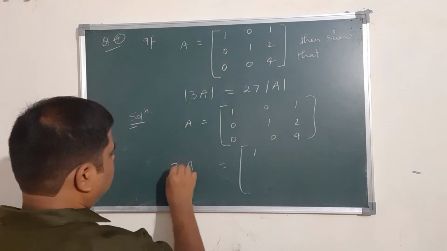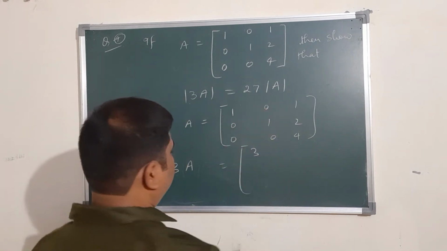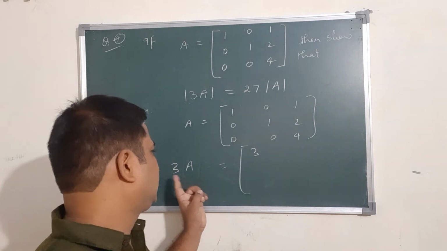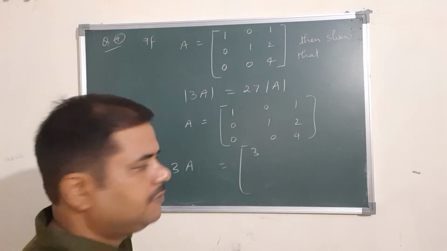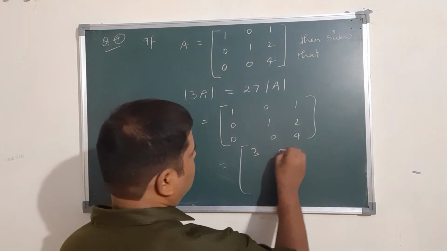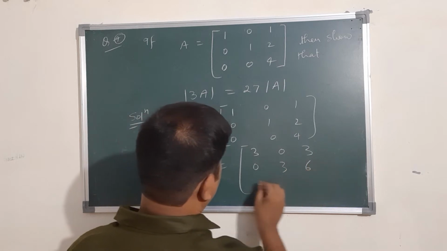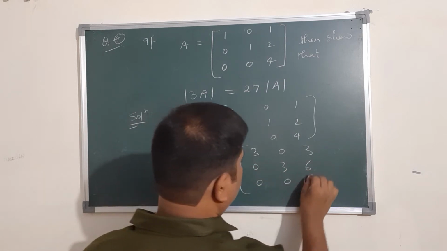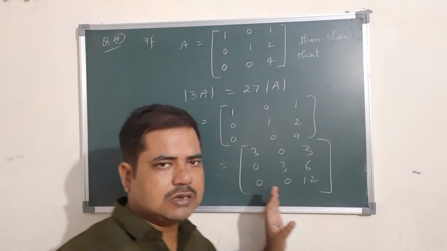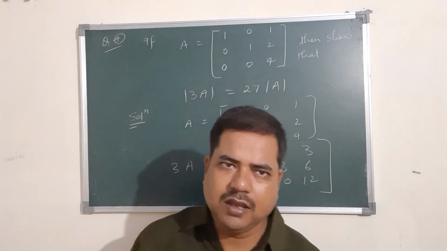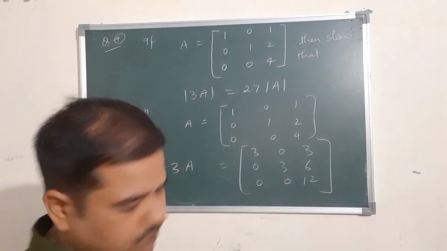Then 3A: by the property of a matrix, if you multiply a scalar with a matrix, then you should multiply it with each element of that matrix. So 3A is 3, 0, 3, 0, 3, 6, 0, 0, 12. Now we find the determinant of both the matrices and divide them, and we should get the result.